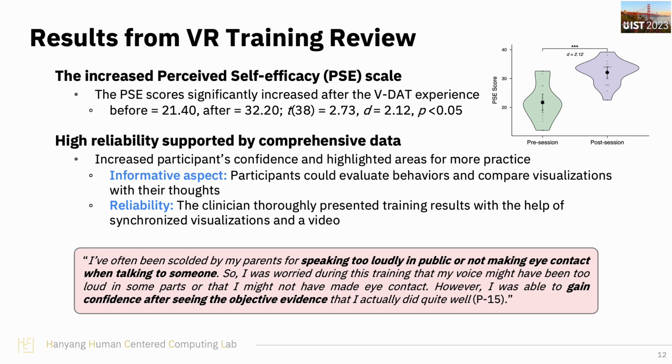Participants reported that V-DAT was informative because they could evaluate their behaviors against criteria commonly accepted in real life and examine the differences between the visualization results and their own thoughts. Furthermore, they found the training analyzed result of V-DAT to be reliable, as a clinician presented them with the synchronized visualizations and a video.